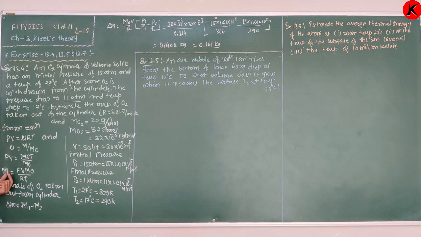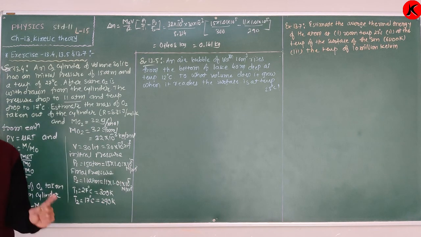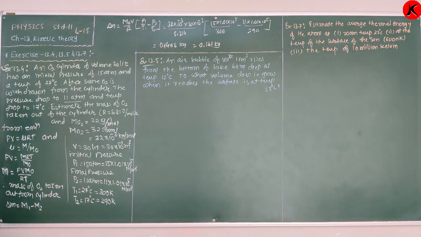So that is the mass of oxygen gas in a cylinder at pressure P, volume V, temperature T. From this equation we can calculate the initial and final mass, and the subtraction of these two masses gives the mass of the oxygen taken out from the cylinder. Therefore, the mass of oxygen taken out from the cylinder, delta M, is equal to M1 minus M2, initial mass minus final mass.